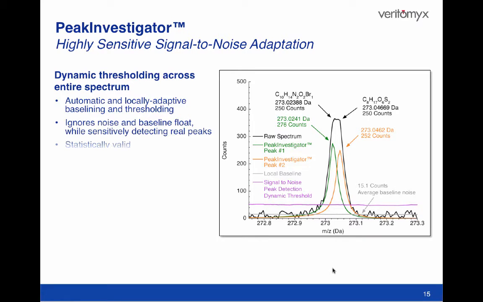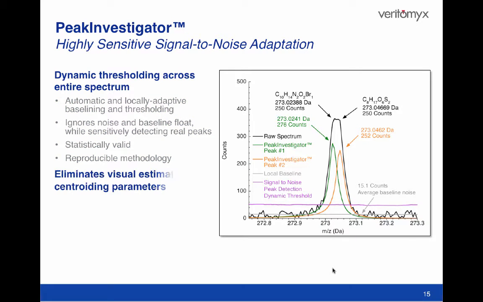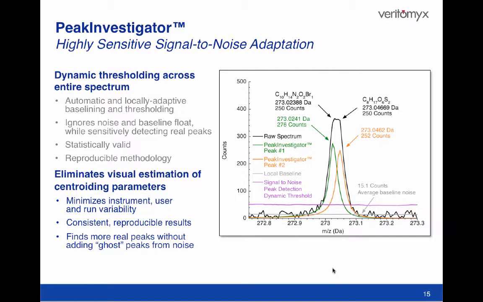PeakInvestigator automatically establishes baselining and signal-to-noise thresholding on a locally adaptive basis. The baseline and signal-to-noise threshold levels determined by PeakInvestigator are typically lower than those set by visual estimation. This results in PeakInvestigator delivering more sensitive peak detection, while eliminating the tedious manual examination of spectra required for baseline estimation today. The statistically robust and reproducible methodology incorporated into PeakInvestigator is able to determine each peak assignment with statistical confidence.